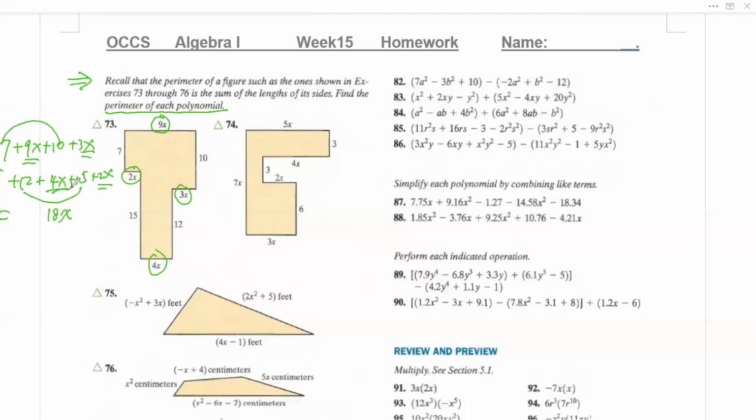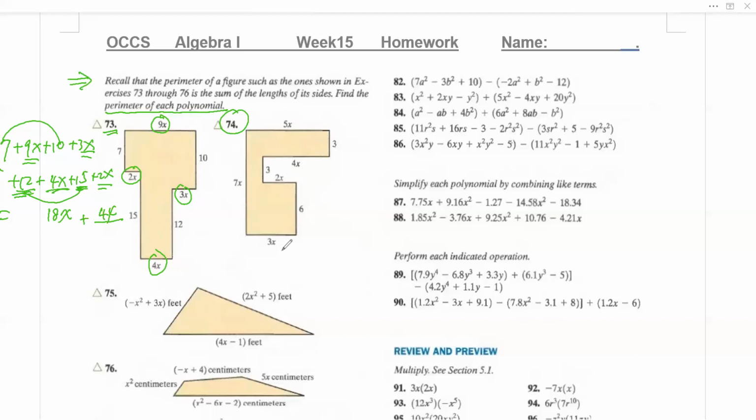So here you can get the constant numbers, right? This part is easy, right? For 73, you can get here 17 plus 12, 29, 29 plus 15 is 44, right? 44, yeah. So the same for 74. So you can get the perimeter. Actually, you need to find each side of them and combine the like terms, right? That's easy for you guys.